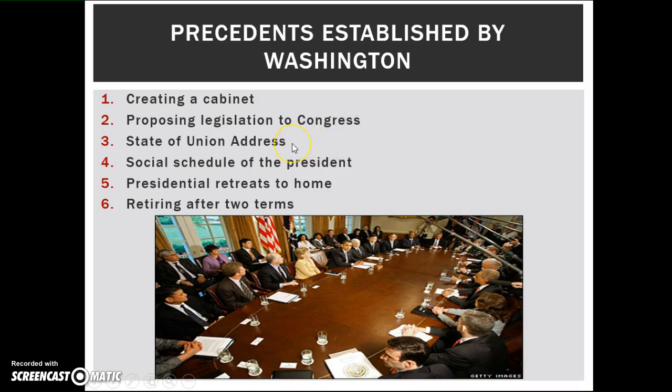Washington also created the State of the Union address. Every single year, the president gives a speech to the entire nation on how the president feels the country is doing. In this speech, the president also outlines their goals for the upcoming year. However, the very most important precedent that Washington established was retiring after 2 terms. The entire country would have had Washington serve for many more years because he was such an awesome president.